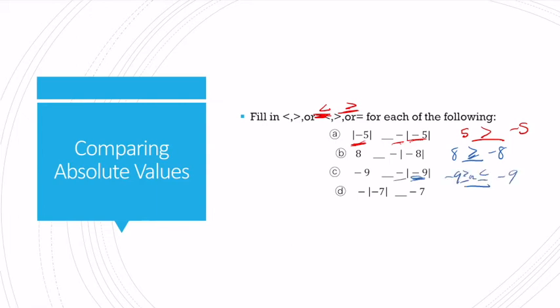So here, I'm going to have the same case, right? If I have the absolute value of -7, that's 7. And if I compare that to -7, it could be greater than or equal to or less than or equal to.